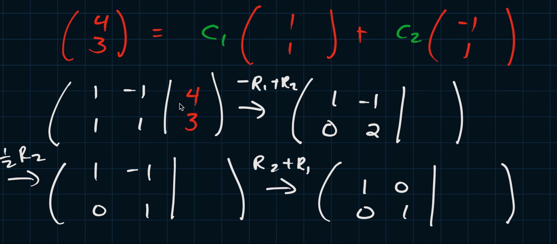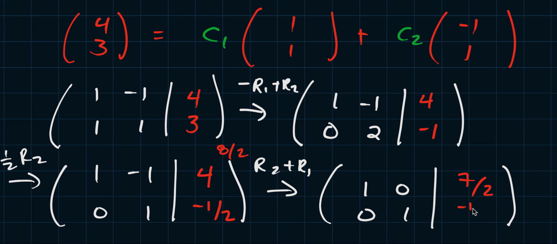Okay, so what did we do? We subtracted row 1 from row 2. So this is negative 4, so negative 1. And then we halved this row. So this is a 4, and now this is a negative 1/2. And then we added row 2 to row 1. So this is 8 over 2. So this should be 7 over 2 and negative 1/2.